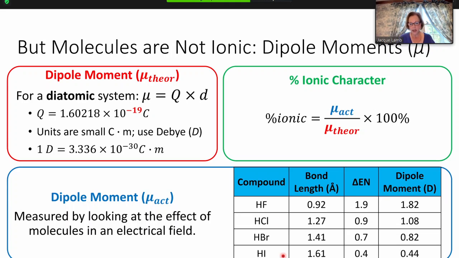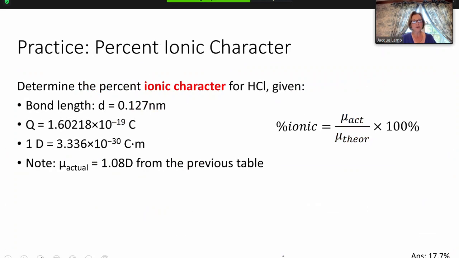We're not going to take the time to go through it, but I will point out that you can practice, and I'll let you do this. I've given you the answer down here. See if you can actually use that. This is the actual dipole moment for HCl. This is the bond length, and I've given you the value for Q and the definition of a Debye, and you can calculate the percent ionic character in HCl, which we actually consider a polar covalent bond.